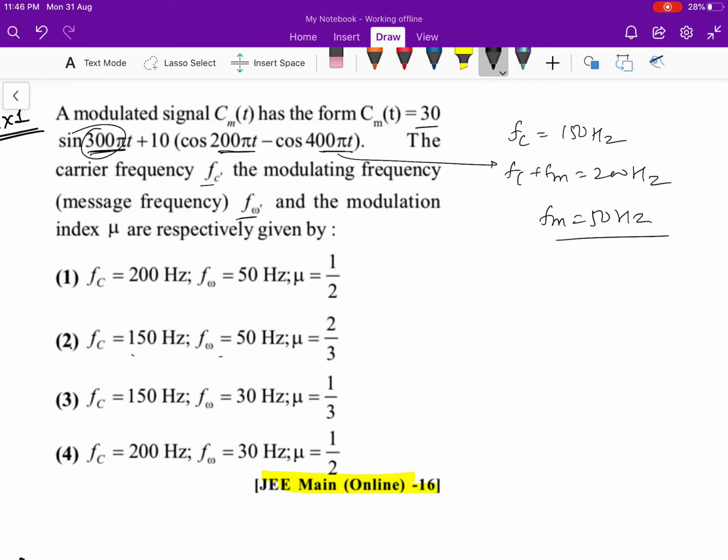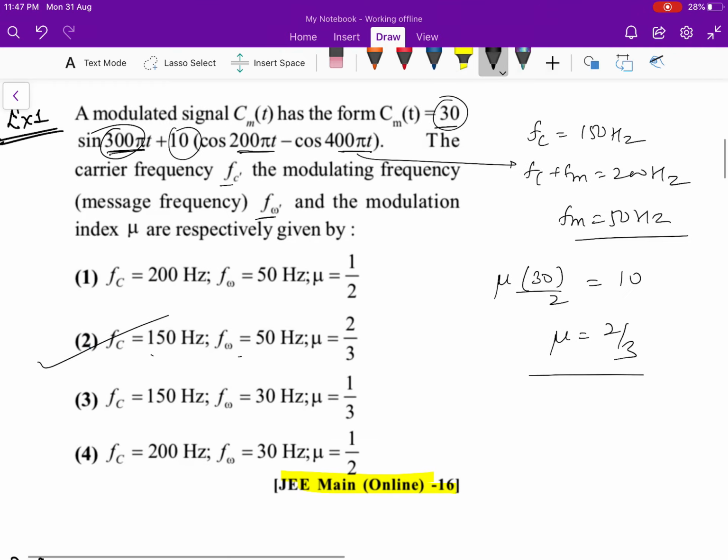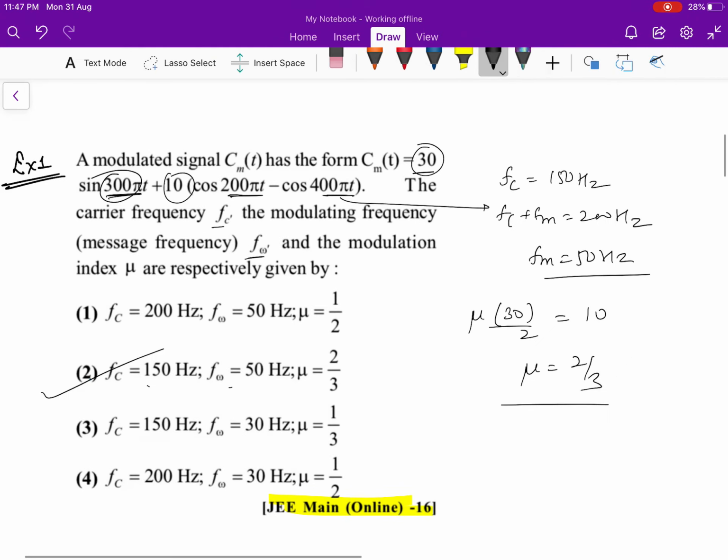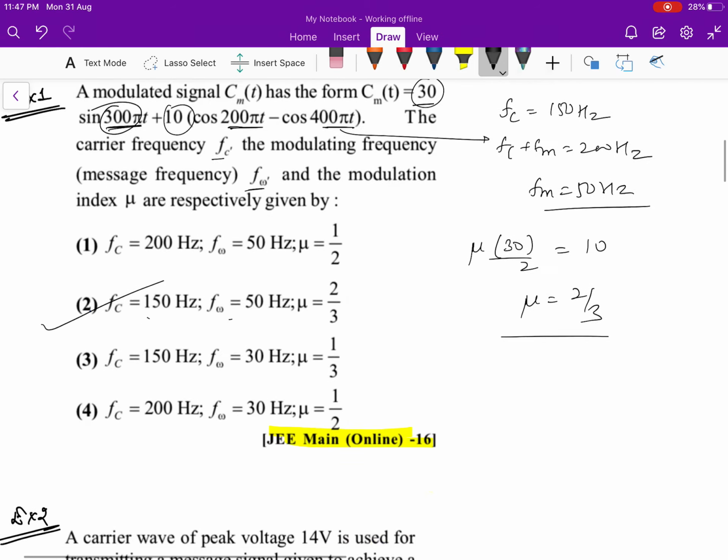only this choice. And if you check the modulation index, the way I told you, this is AC and this is mu AC by 2. So mu times AC, that is 30 by 2, comes out as 10, so mu basically comes out as 2 by 3. So go for this option 2 that you can do based on this. So you need to remember what are the three frequencies available here that I told you in that above diagram.